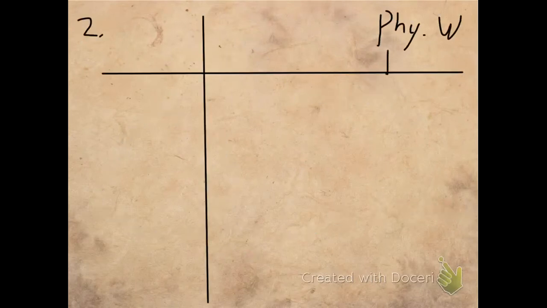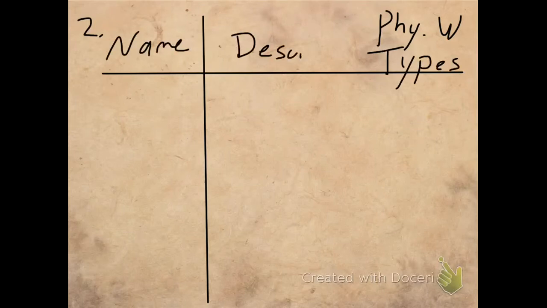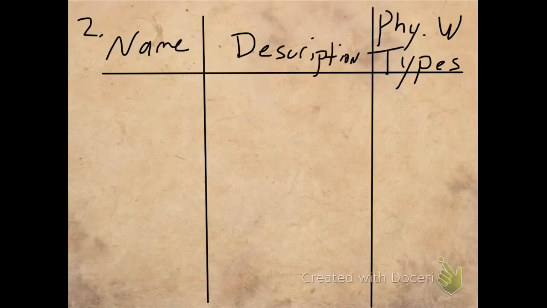So now what we're going to do is we're going to explore the different types of physical weathering. So you're going to name the type over here on the left side, and we're going to write a description over on the right. Now, I only made room for 2 of them out of the 4 of them, so we'll start with the first one. So the first one is frost wedging.